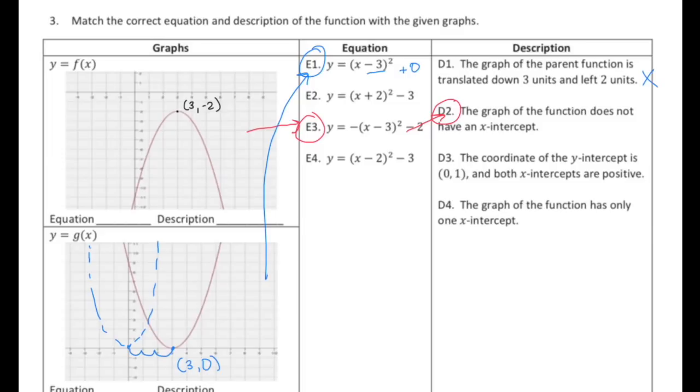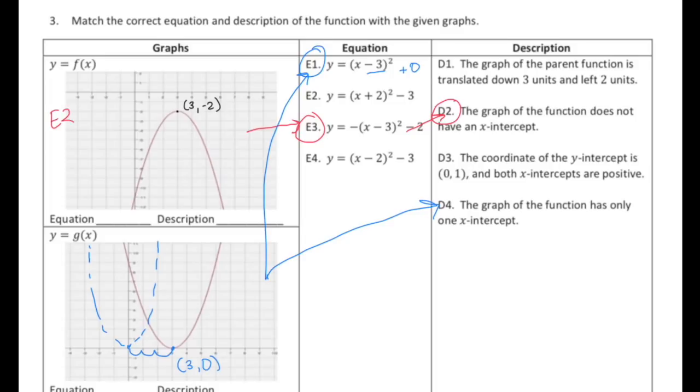And when I think about how the parent function changed, it actually moved 3 units to the right. So it cannot be the description for D1 because D1 says it's moving left 2 units. That's not it. So it cannot be D3 either. So the only possible description here would be D4, meaning it only has one x-intercept, which is your vertex. Your minimum is also your only x-intercept.